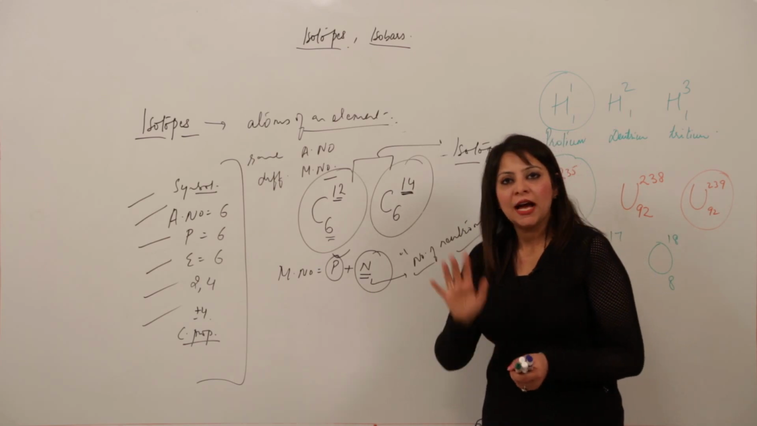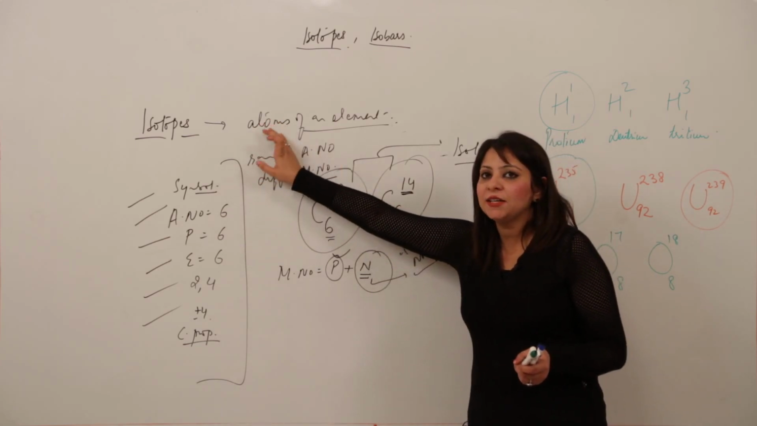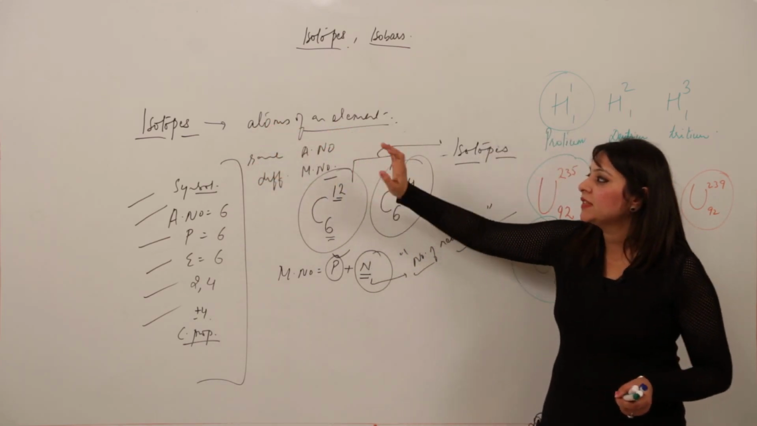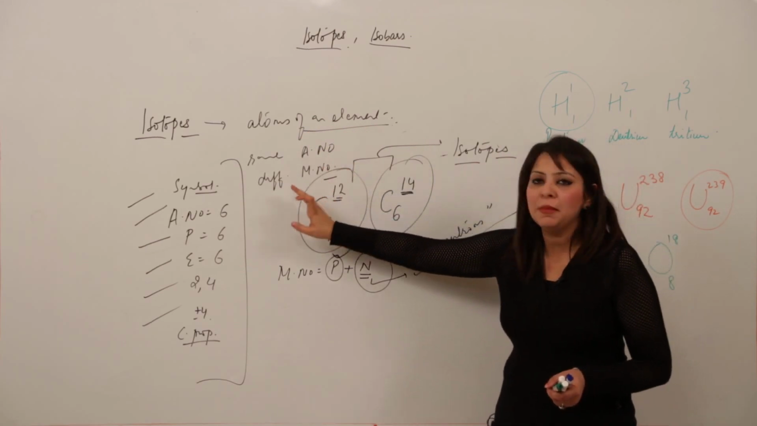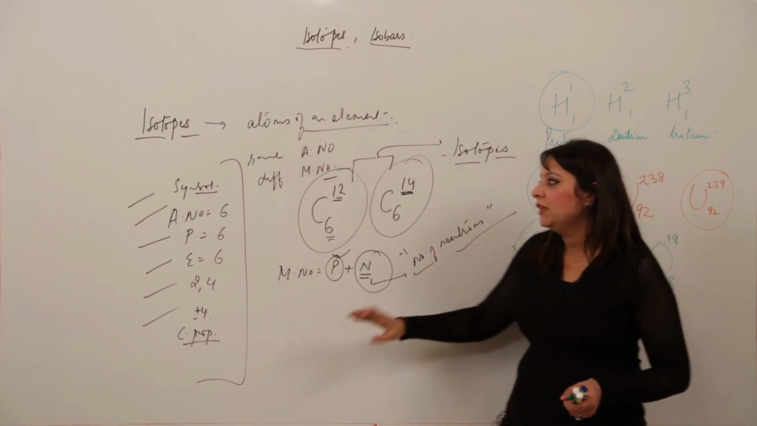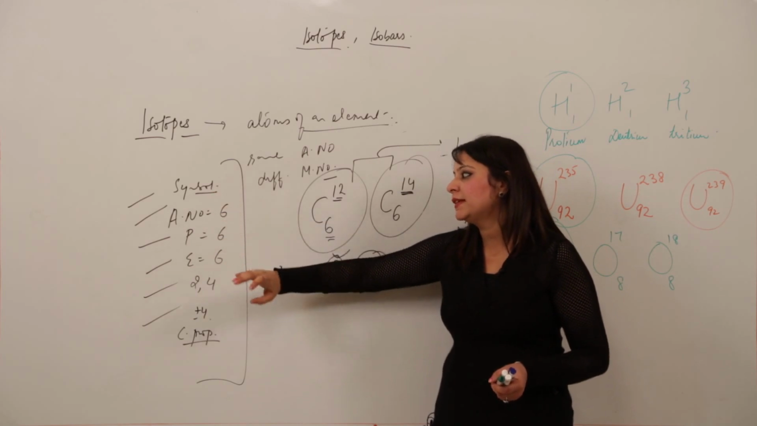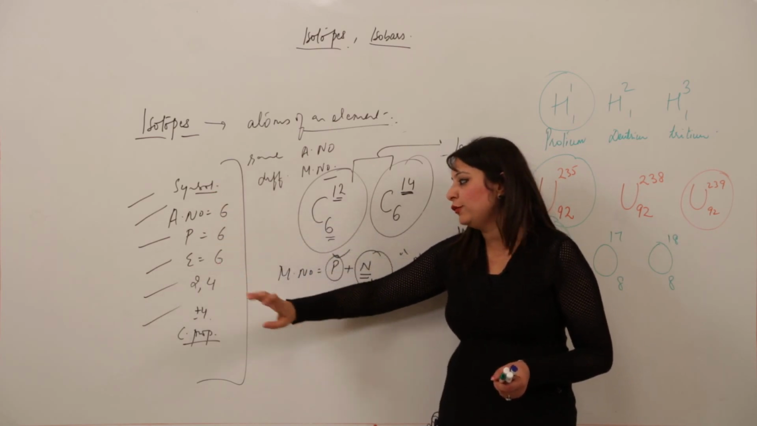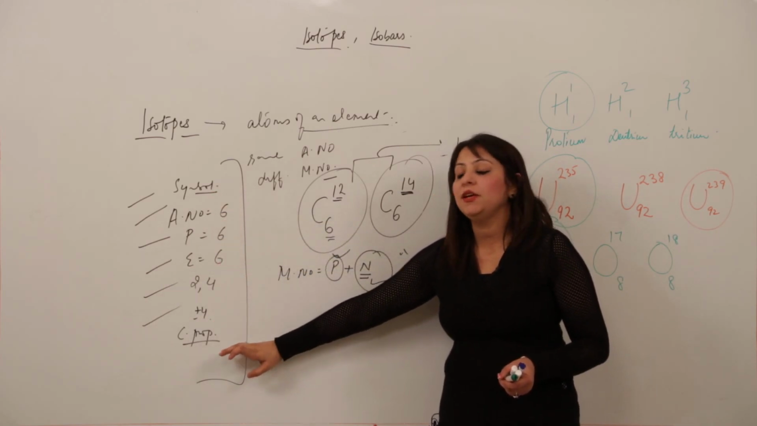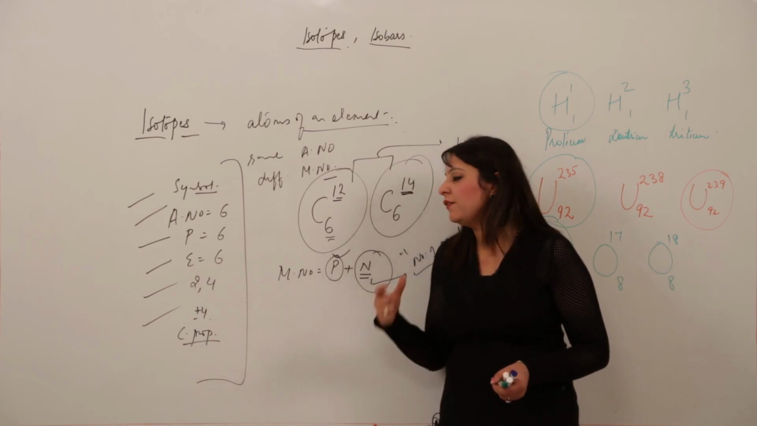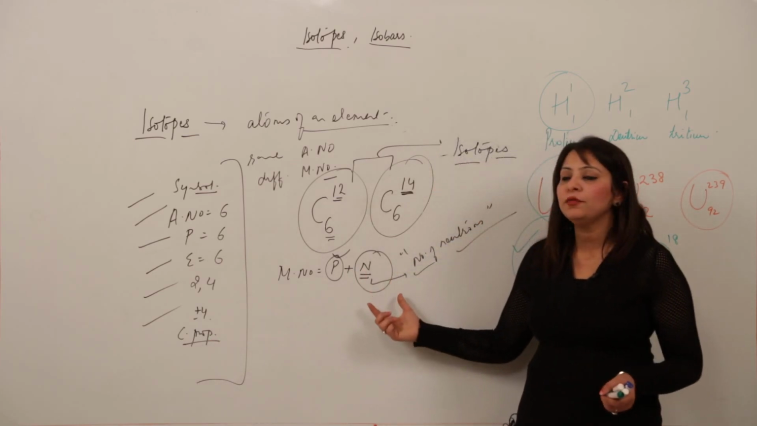So got it? Isotopes are atoms of the same element which have the same atomic number but different mass number. Similarities are the same atomic number, same symbol, same protons, same electrons, same configuration, same valency, and even the same chemical properties. The difference lies only in the number of neutrons.